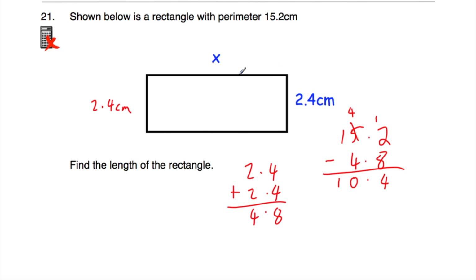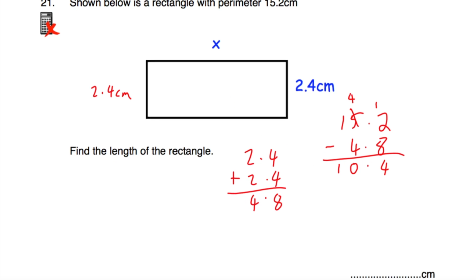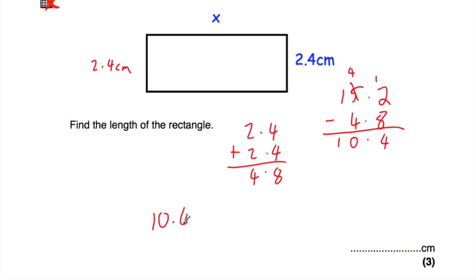So that means that this length and this length, when you add them together, the combined length of this side and this side is 10.4 centimeters. So if you half that, half of 10.4, you can find the length of each of these sides. 10.4 divided by 2 is equal to 5.2. So this length would be 5.2 centimeters. And that's it, because 5.2 plus 5.2 is equal to 10.4. And then if you added on these two 2.4s, that would be equal to the whole perimeter. And that's it.